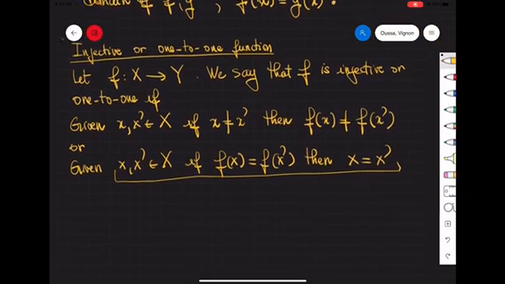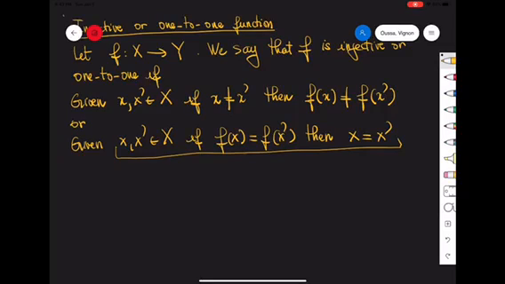So what does a one-to-one function look like, or an injective function look like? Let me give you an example of a function which is injective.